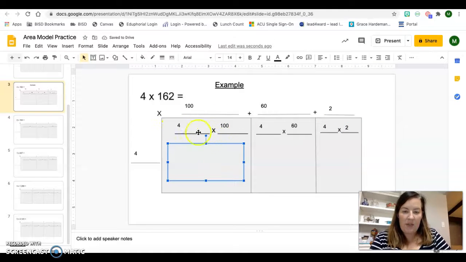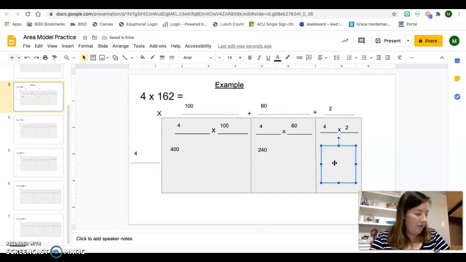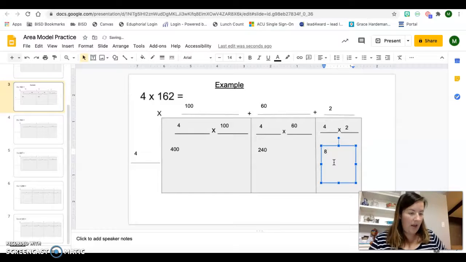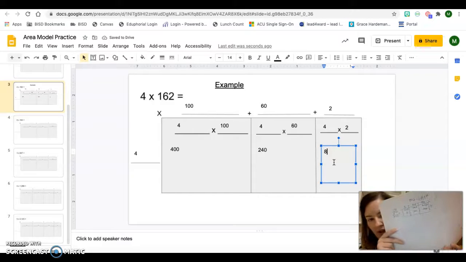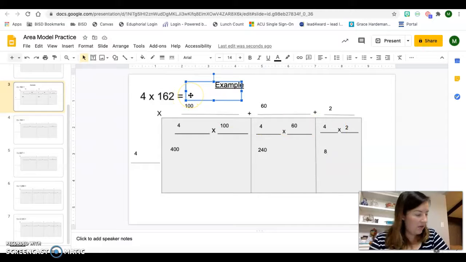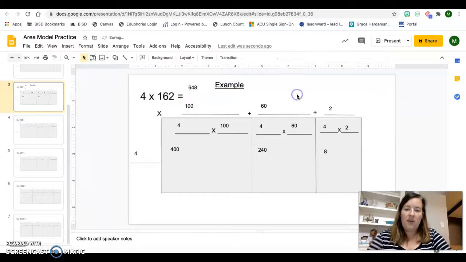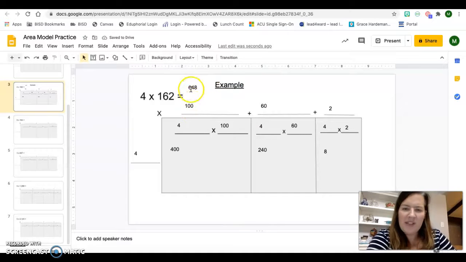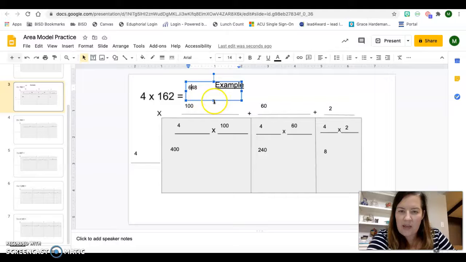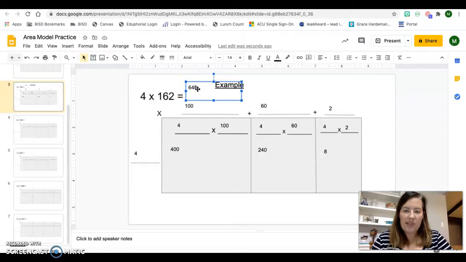Now, when I actually solved that, 4 times 100 was 400. 4 times 60 was 240. 4 times 2 was 8. I got all of that from when I actually solved it here on my paper. Then I added it up on my paper and I was able to get the final answer of 648. So there's my final answer. And you notice it's not exactly in line, and that's okay. You know, it doesn't have to be perfect. So you will plug in your answers. I know the total answer there was 648.